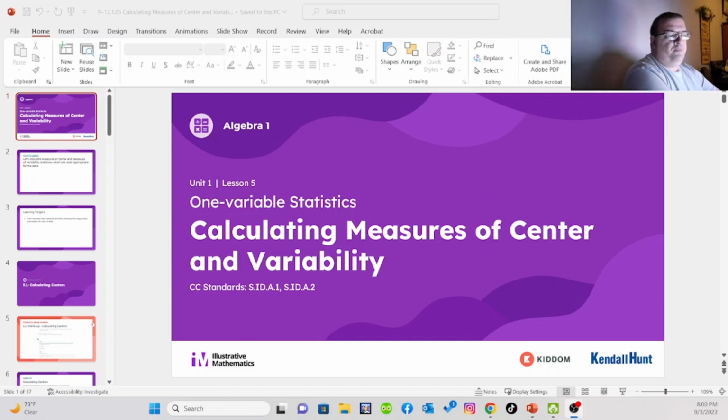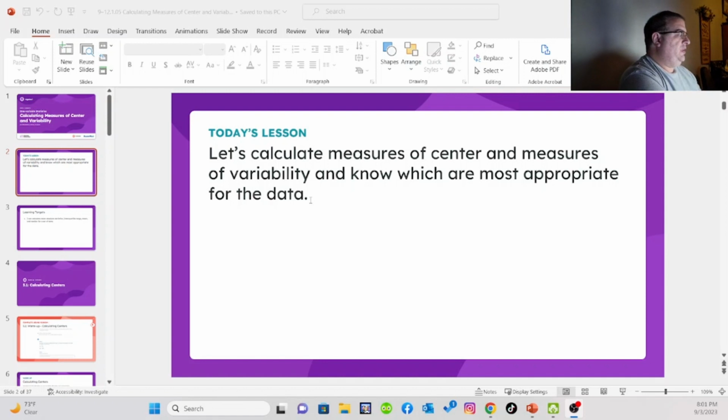All right, welcome back. We are still on Unit 1, which is one variable statistics, but this lesson is Lesson 5, calculating measures of center and variability. In today's lesson, we're going to calculate measures of center and measures of variability, and we're going to learn which are most appropriate for the data that we are given.